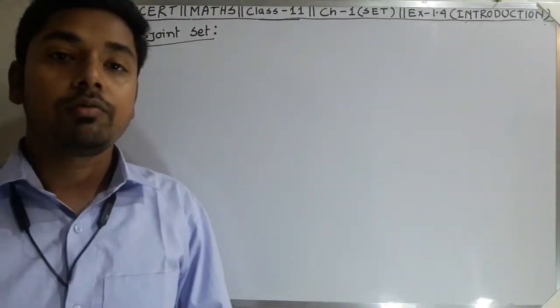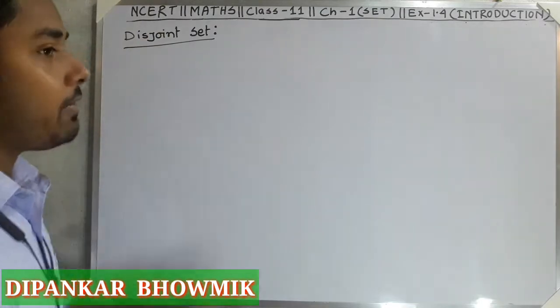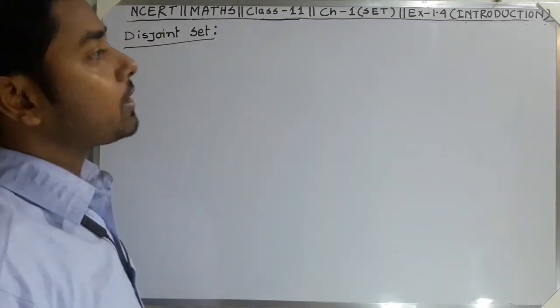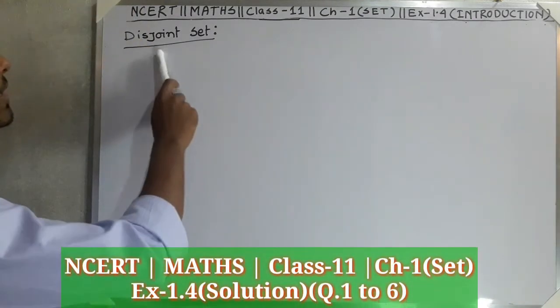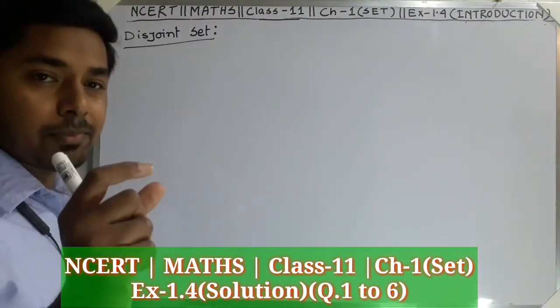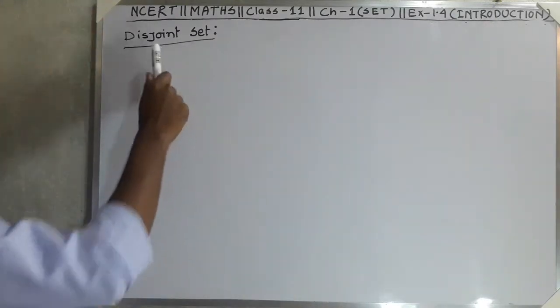Hello students, today we will talk about the solution of exercise 1.4, chapter 1, sets, class 11 NCERT maths. Before starting the solution of exercise 1.4, I forgot to tell you about the disjoint set. Very simple it is. What is it?